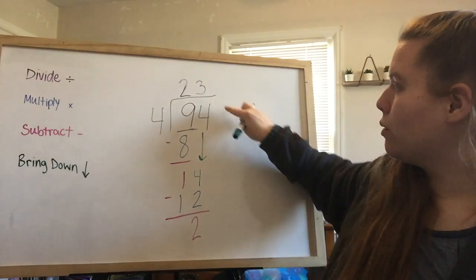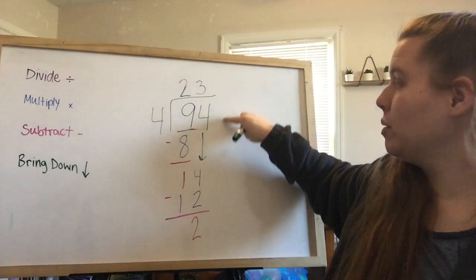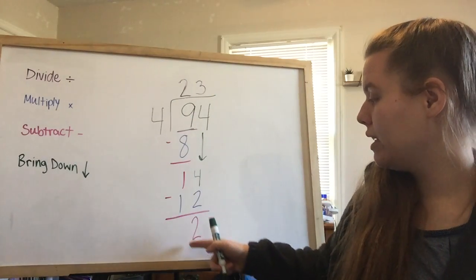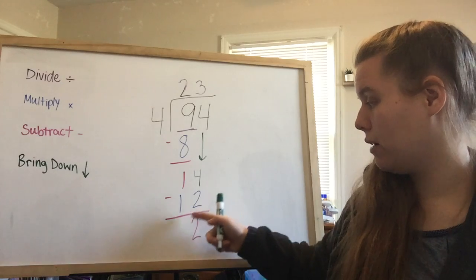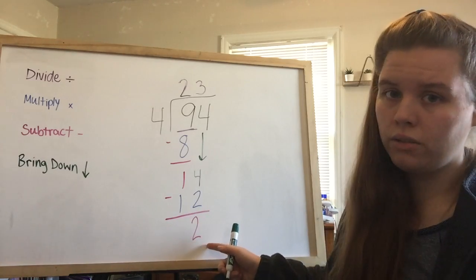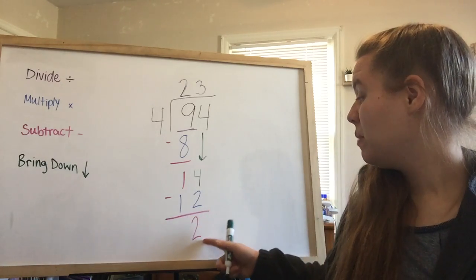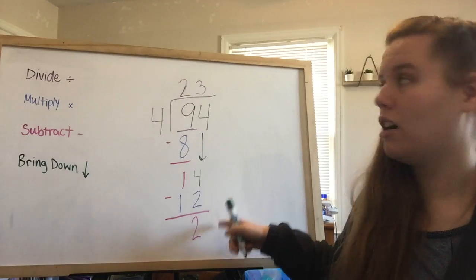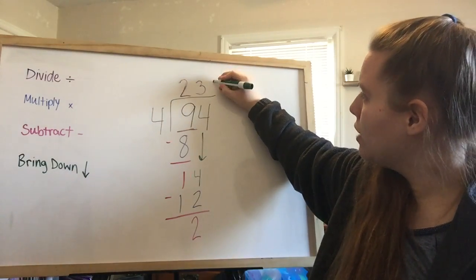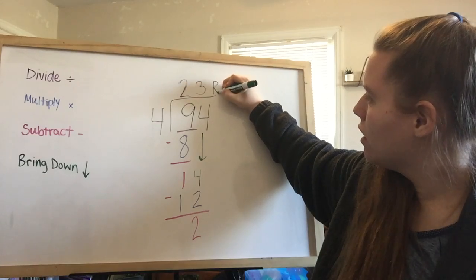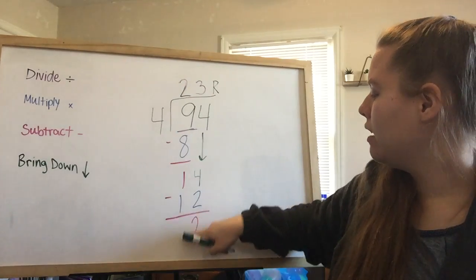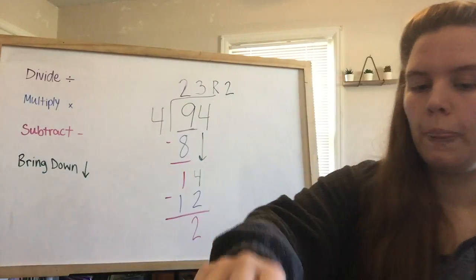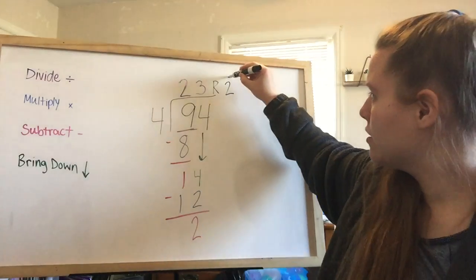So if we get to a point where we're supposed to bring down a number, but there's nothing there, but then our number right here when we subtracted is not a 0. Remember last time it was just a 0, so it didn't matter. But if it's not a 0 and there's nothing else to bring down, that's what's going to be called our remainder. And I'm going to write that as R for remainder and then my number. In this case, 2. Okay, and this is going to be my answer.